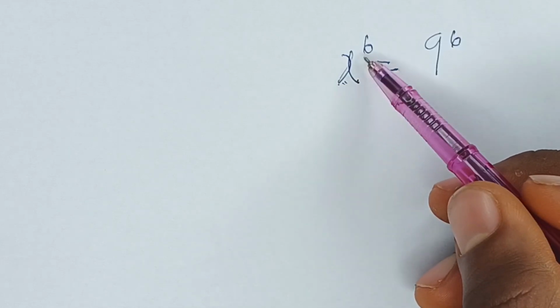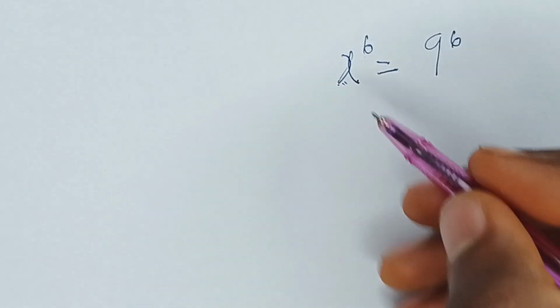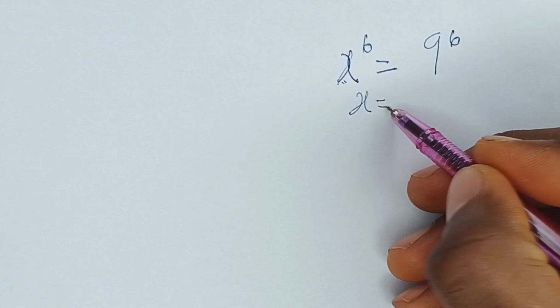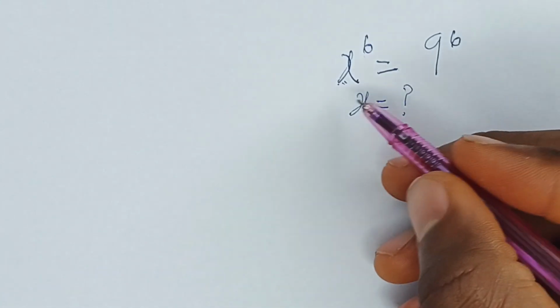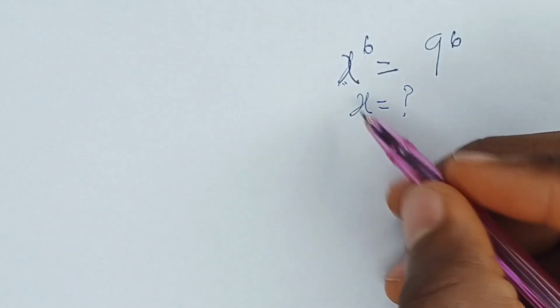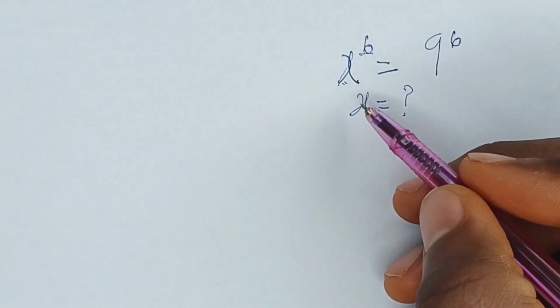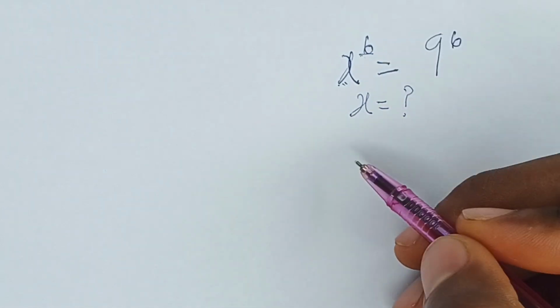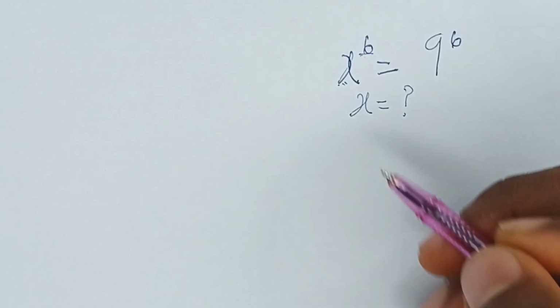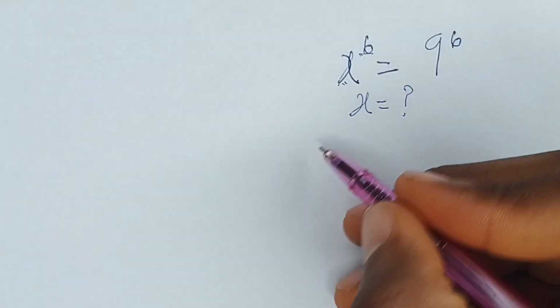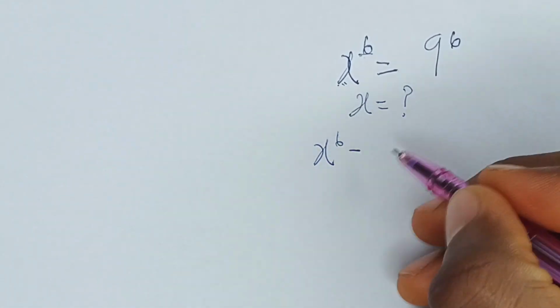This says x raised to the power 6 is equal to 9 raised to the power 6. We are required to solve for the values of x. Before you go ahead and say that x is 9, which is totally permissible, the maximum number for the power here is 6, meaning that we should have 6 answers and not one answer alone. That's a disclaimer.